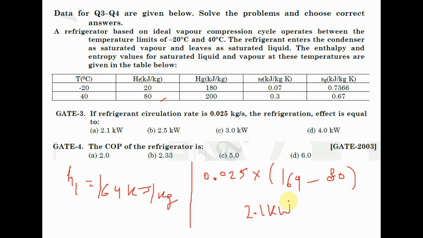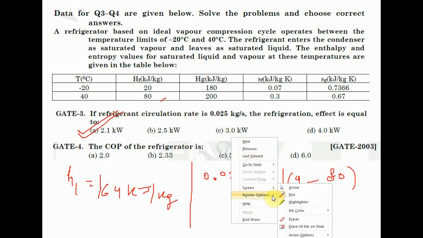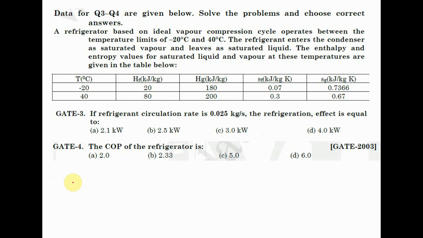Let me solve just to recheck. Yes, so it is 2.1 kilowatts. Answer A. This is the answer to part A. Okay, 2.1 kilowatts is the net refrigeration effect. Then what do we have to find? We have to find the COP.